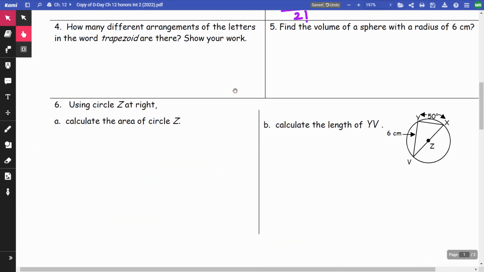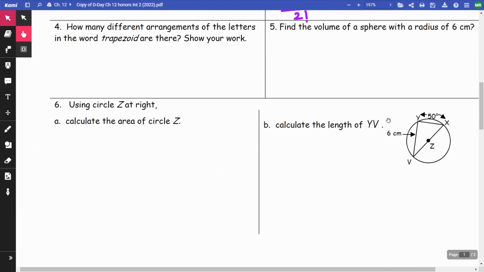Number 4. So how many different arrangements of the letters in the word trapezoid are there? Show your work. So first thing to pay attention to, we need to count the letters. 1, 2, 3, 4, 5, 6, 7, 8, 9 letters. Then we need to double check and see if we have any duplicates. I do not notice any duplicates here.